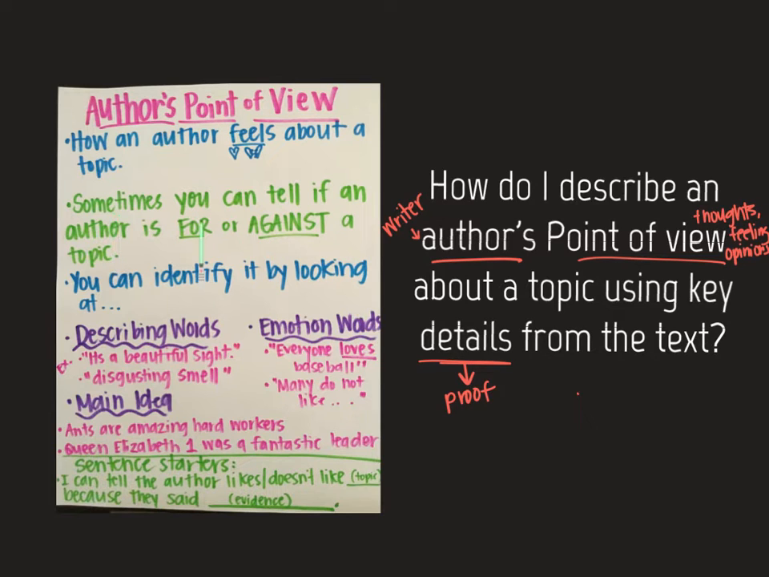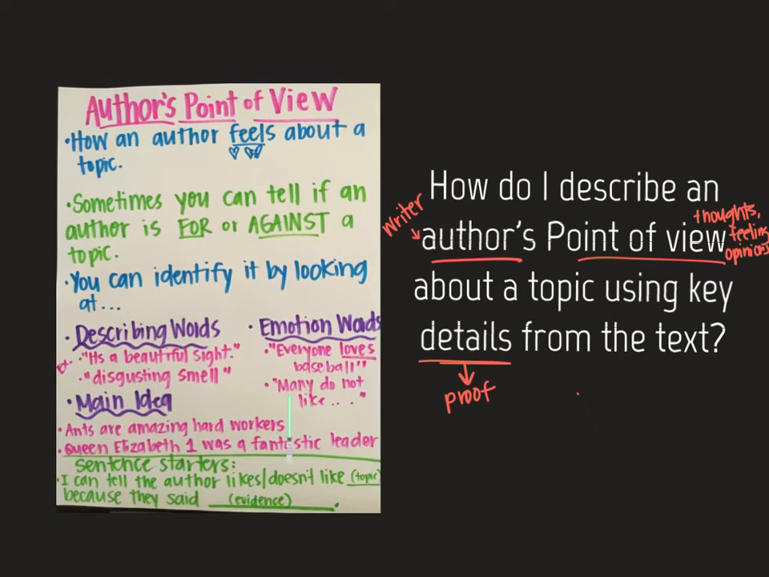Okay, so let's take a look at our anchor chart over here again. It says sometimes you can tell if an author is for or against a topic. How do you do that? Well, you can look for describing words. You can look if they say, for example, it's a beautiful sight. Well, how do you know what do they feel about it? Well, if they say that it's beautiful, that gives you their point of view right there. They can also say, oh, that was a disgusting smell. So you can get an idea of their opinions about something when they describe it using describing words.